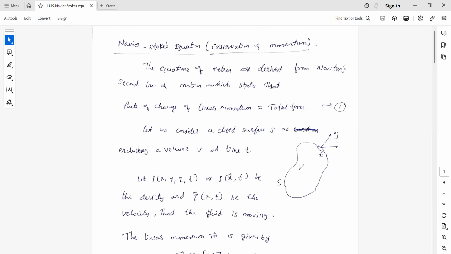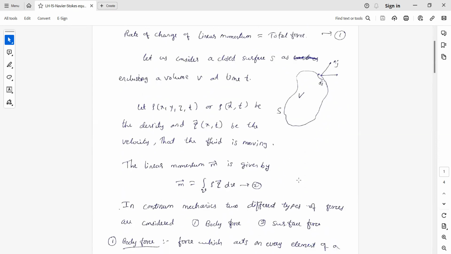The equations of motion are derived from Newton's second law of motion, which states that the rate of change of linear momentum is equal to the total force. Let us name this equation number 1. To prove this statement, we consider an enclosed surface with volume V at a time t seconds. Here rho is the density, a function of x, y, z and time, and q is the velocity of the fluid particle moving in the enclosed region.